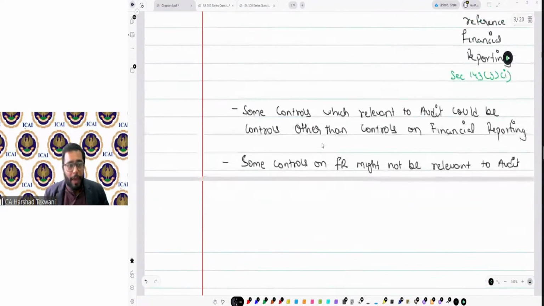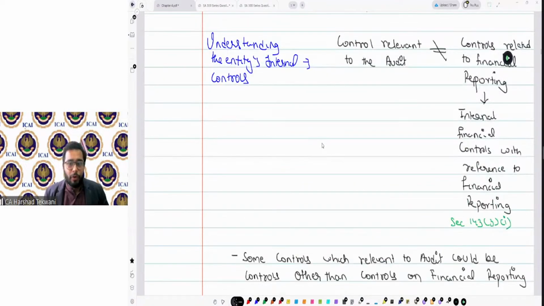Now the question is, we understood that we need to understand the controls which are relevant to the audit, but how? How do we identify them? From where can we get an understanding of the controls which are relevant to the audit? That is a very big question.